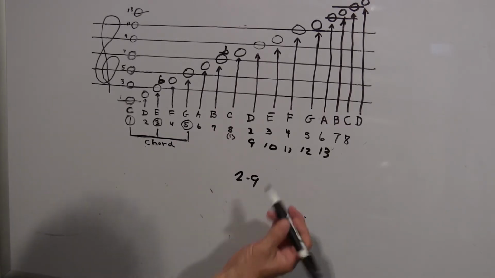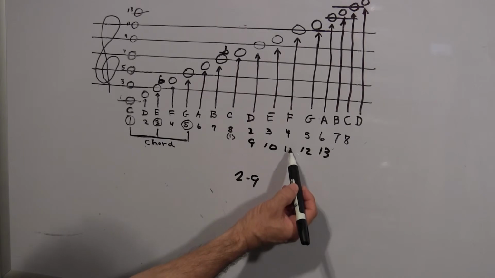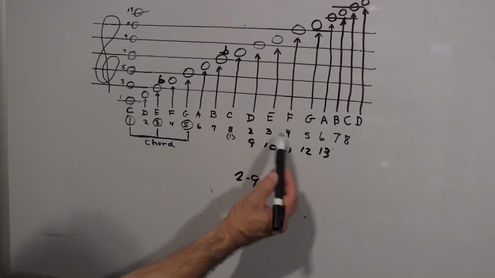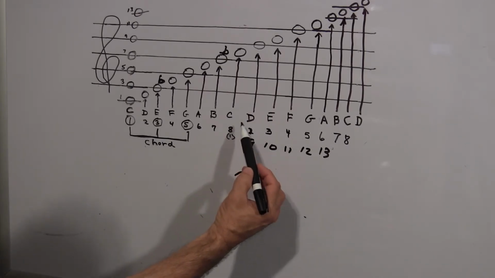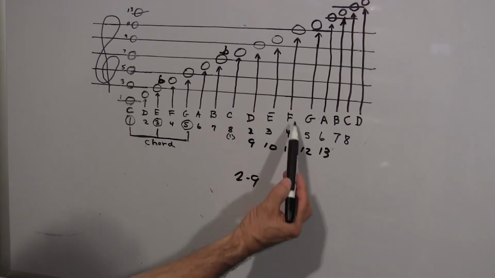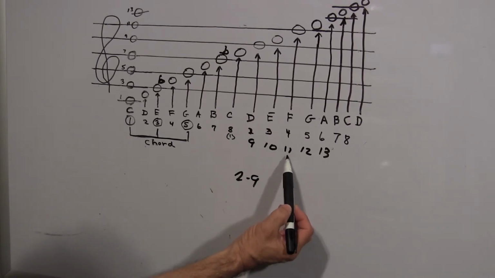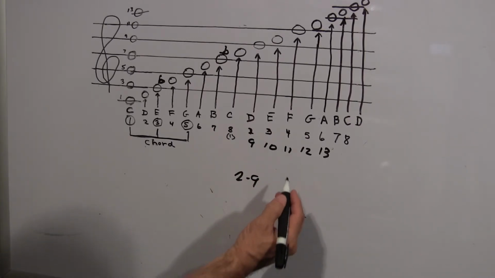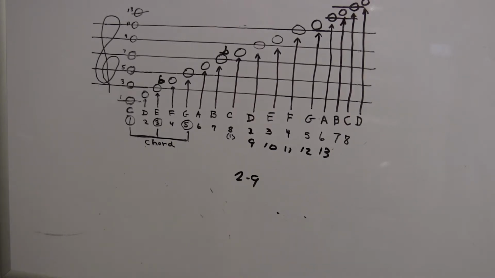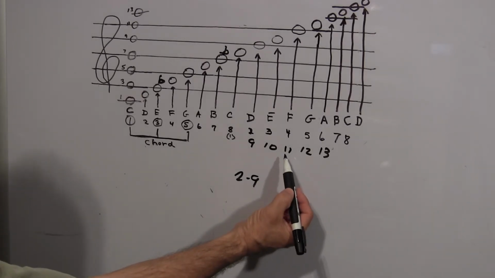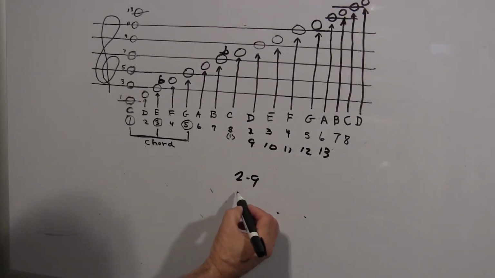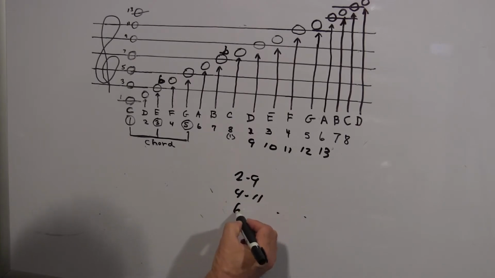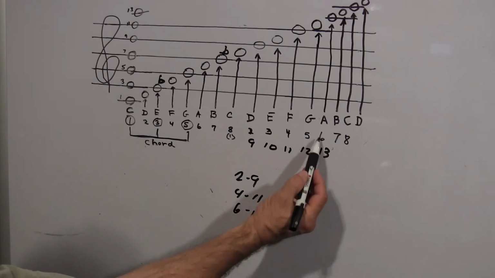Okay, a 4 and an 11 are the same. So you count 4 notes out of do, re, mi, 1, 2, 3, 4. It's an F. That's the same as an 11th. Okay, so you don't have to count out 11 notes past 8 to figure out how do I make an 11th chord. You just count the 4th one, and it's the same as 11. And 6 and 13. So 4 and 11, 6 and 13, they're the same note, okay?